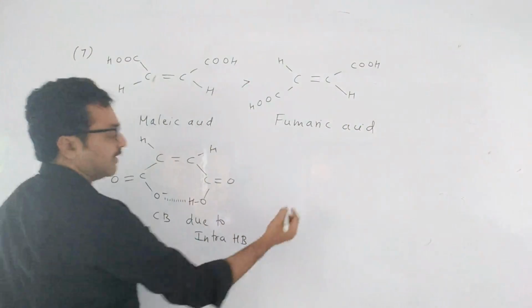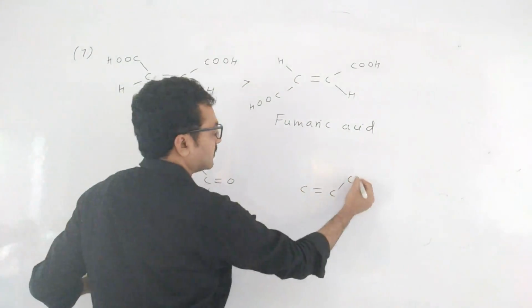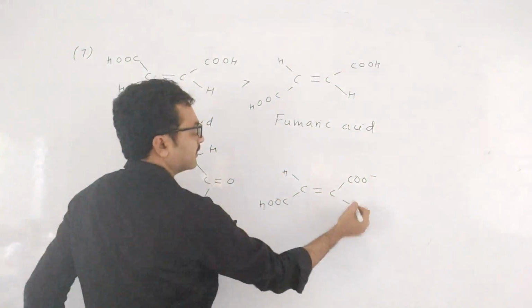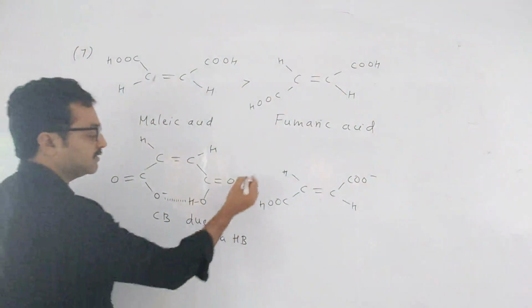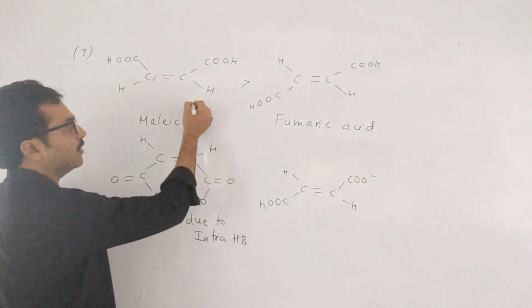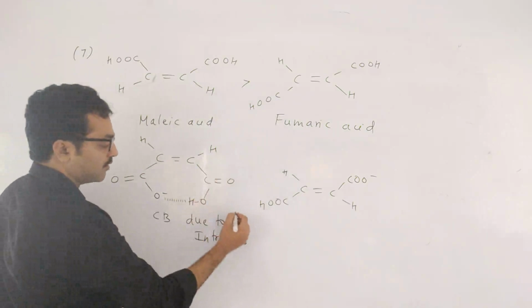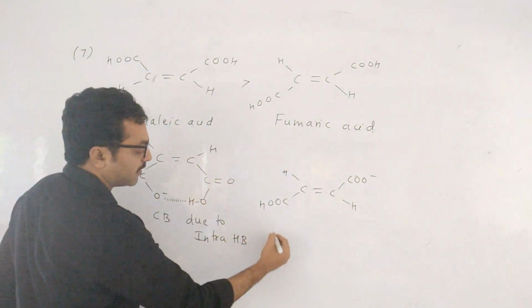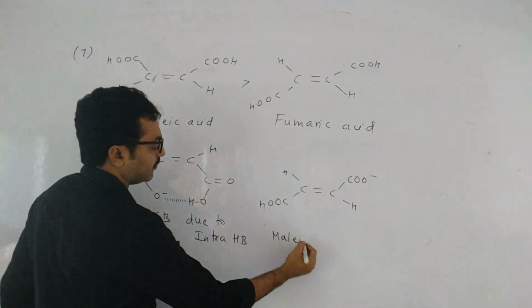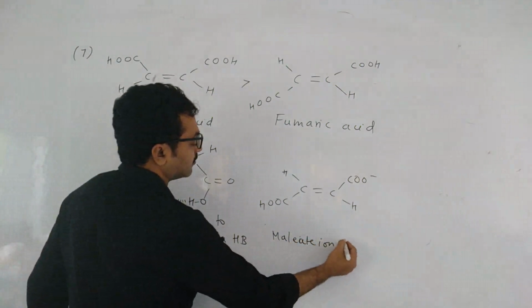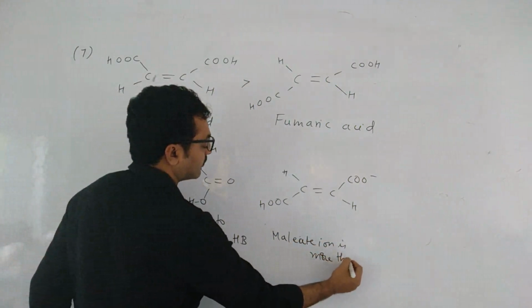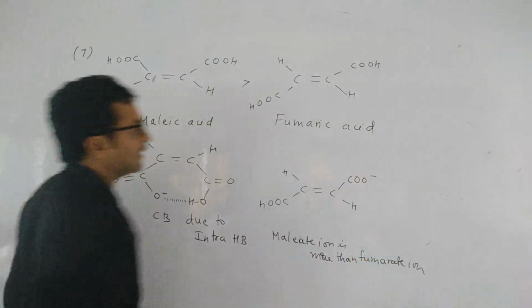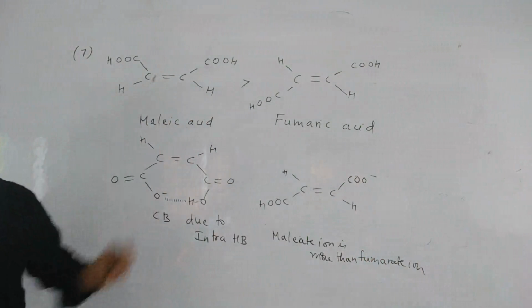Understood? Whereas fumaric acid, if you take, this will give a minus ion, but it is not stabilized. So since this is more stable, here we call it 1 or 2, here you can take A or B. Malate ion is more stable than fumarate ion. So that is the reason malic acid is more acidic than fumaric acid.